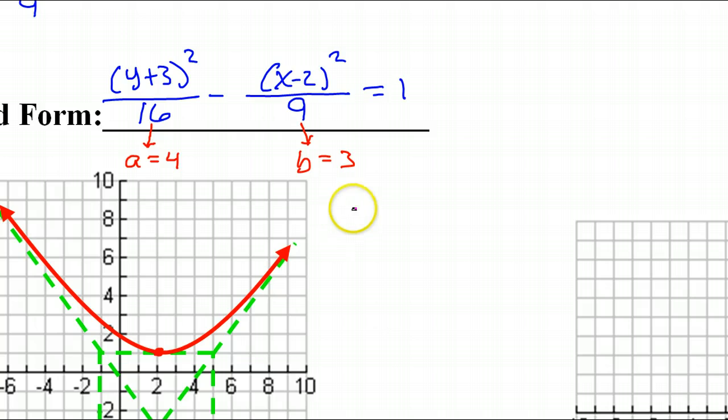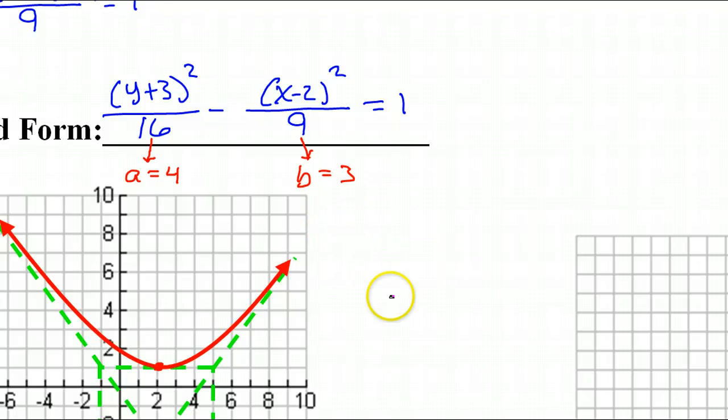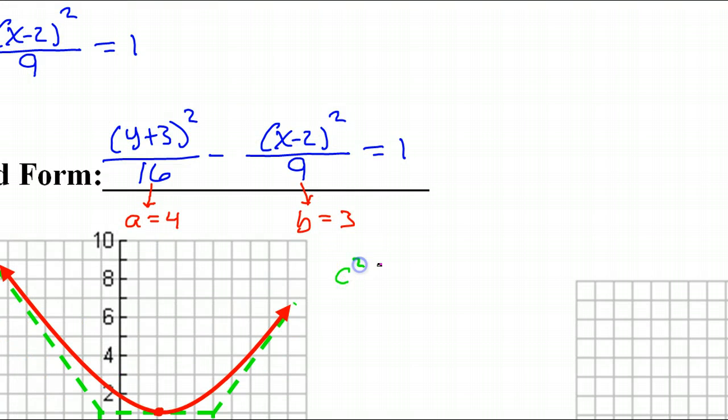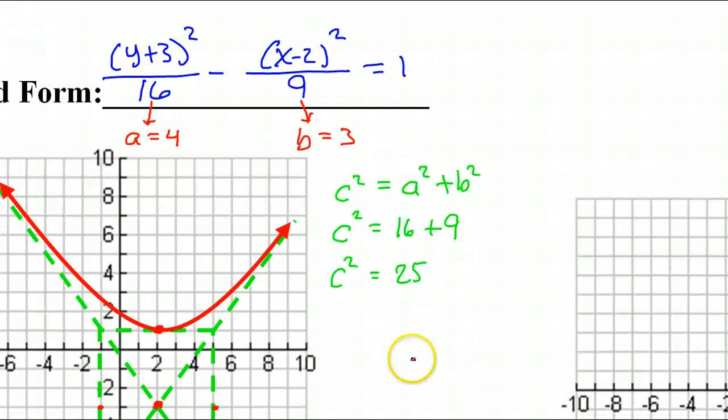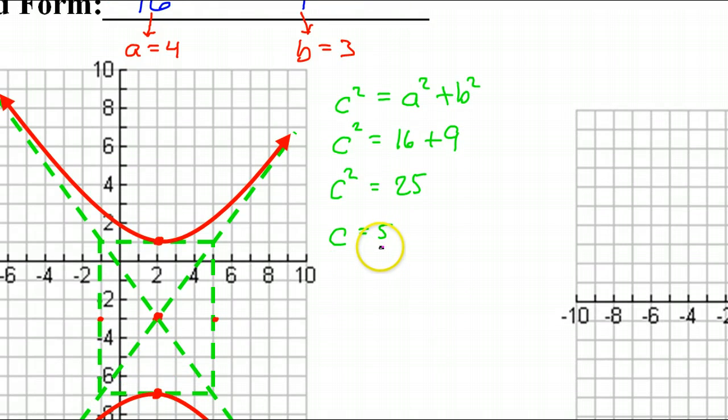So let's do that right now. Let's see, do I have space down here? I'll just do it right here. Okay, so c squared is equal to a squared plus b squared. That means c squared is equal to 16 plus 9, which is 25, which means that c is equal to 5. Now that c value is the distance from the center to the focus.